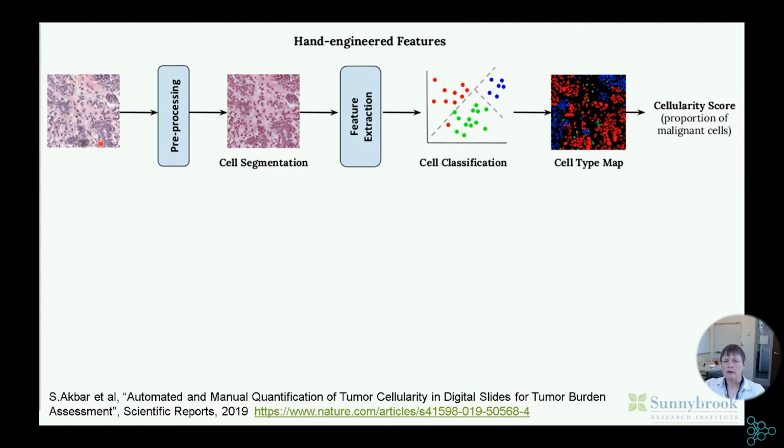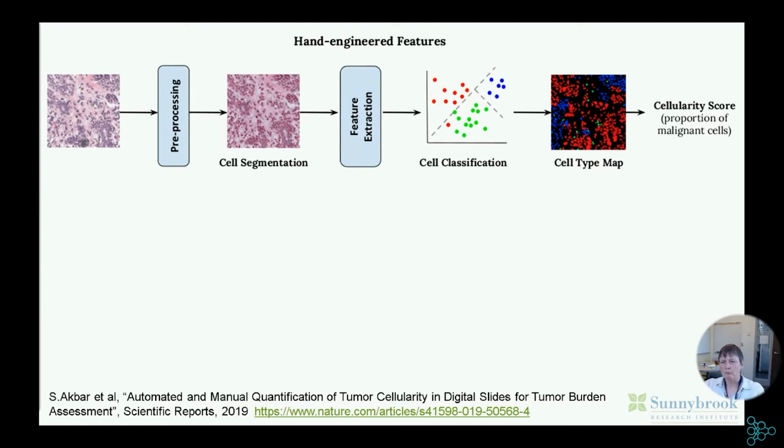So he took in the images, did cell segmentation, extracted features, and used a support vector machine to classify them. He could generate this feature map here, where you can see the difference between cancer cells in red and lymphocytes in blue and so on. And then he basically regressed that against the cellularity score to get our output.